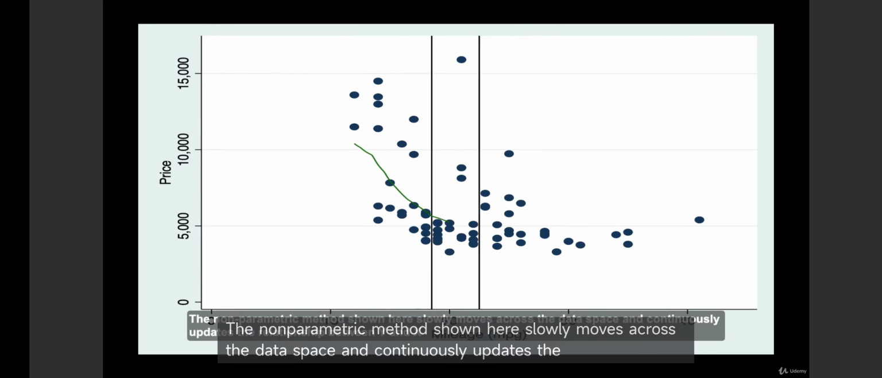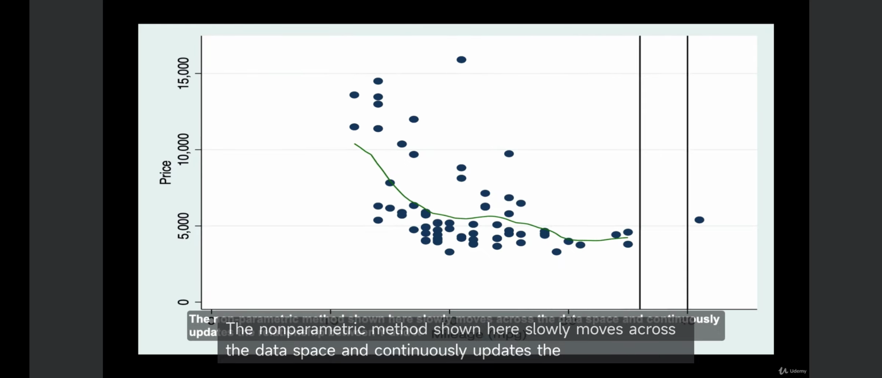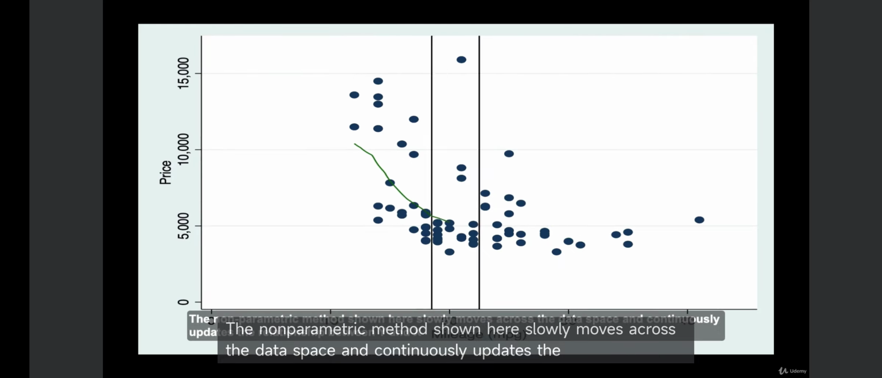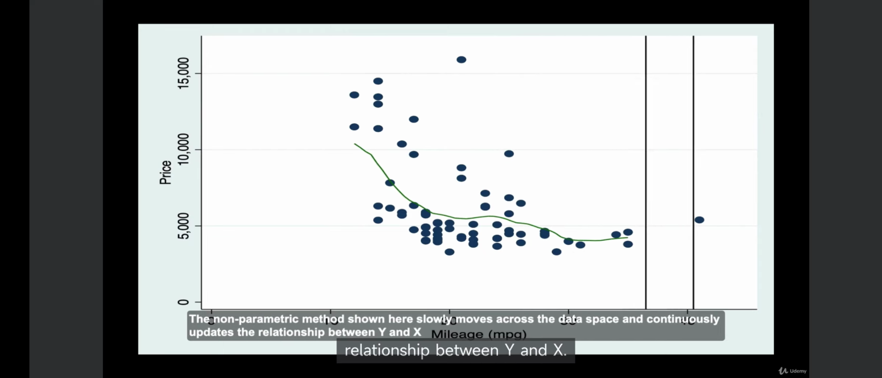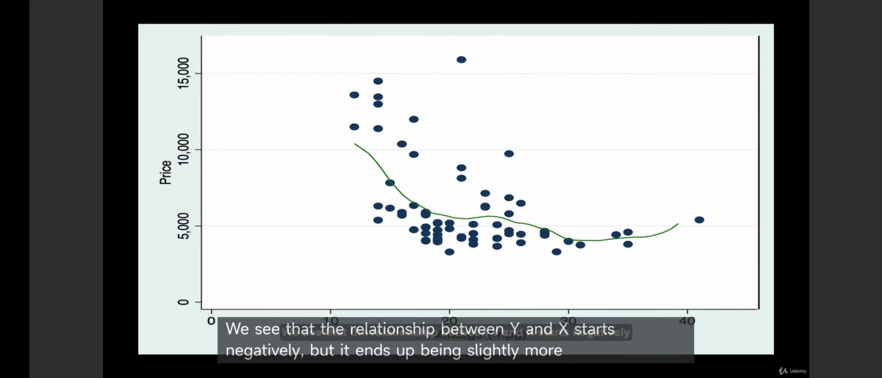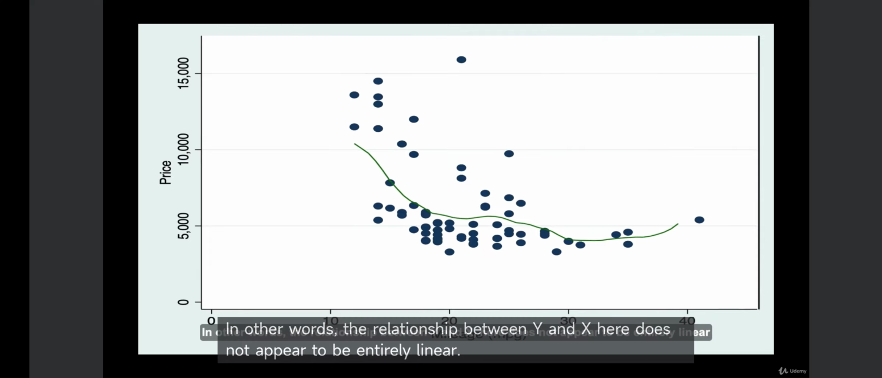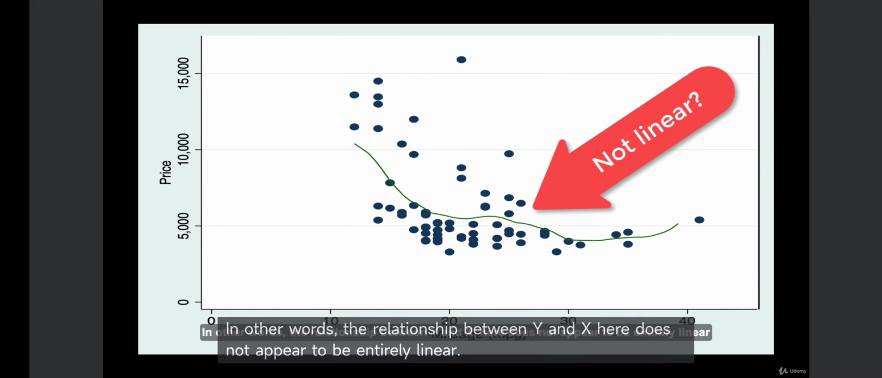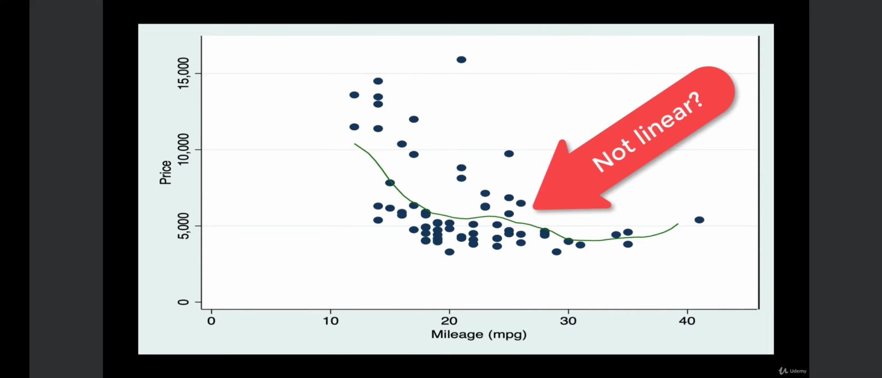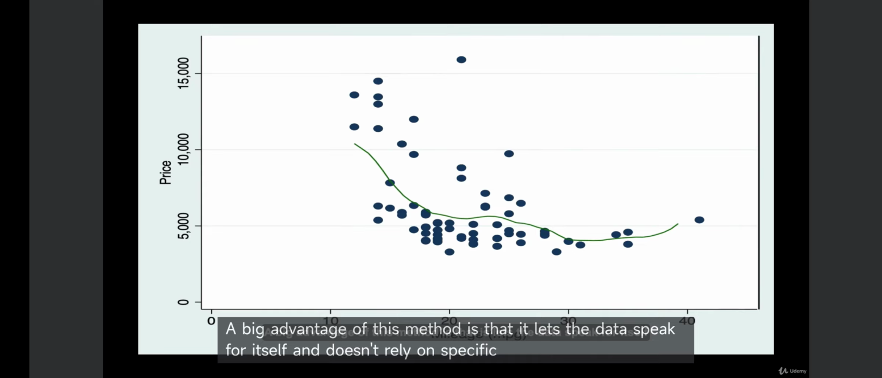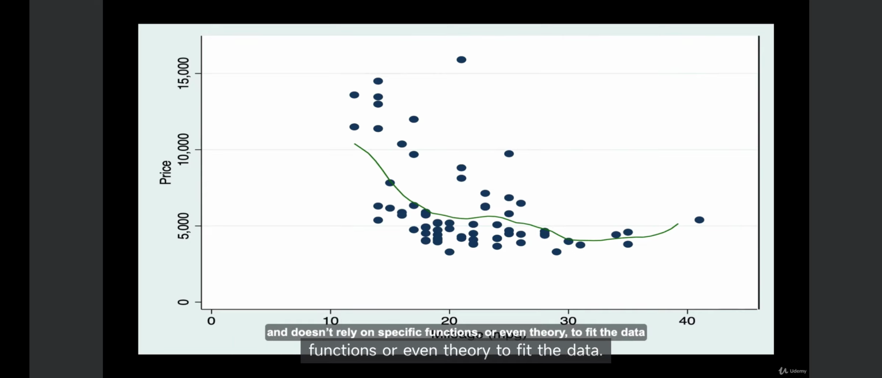The non-parametric method shown here slowly moves across the data space and continuously updates the relationship between y and x. We see that the relationship between y and x starts negatively, but it ends up being slightly more horizontal. In other words, the relationship between y and x here does not appear to be entirely linear. A big advantage of this method is that it lets the data speak for itself and doesn't rely on specific functions or even theory to fit the data.